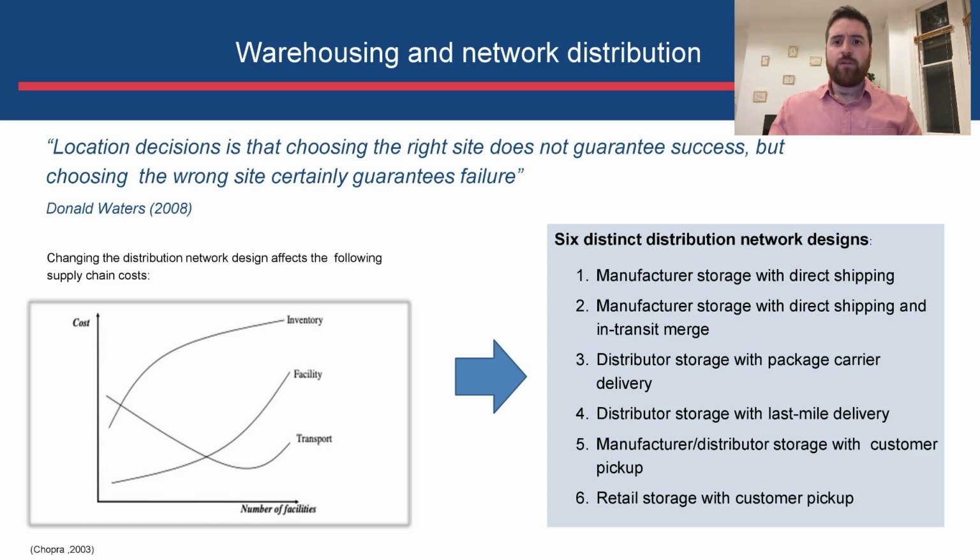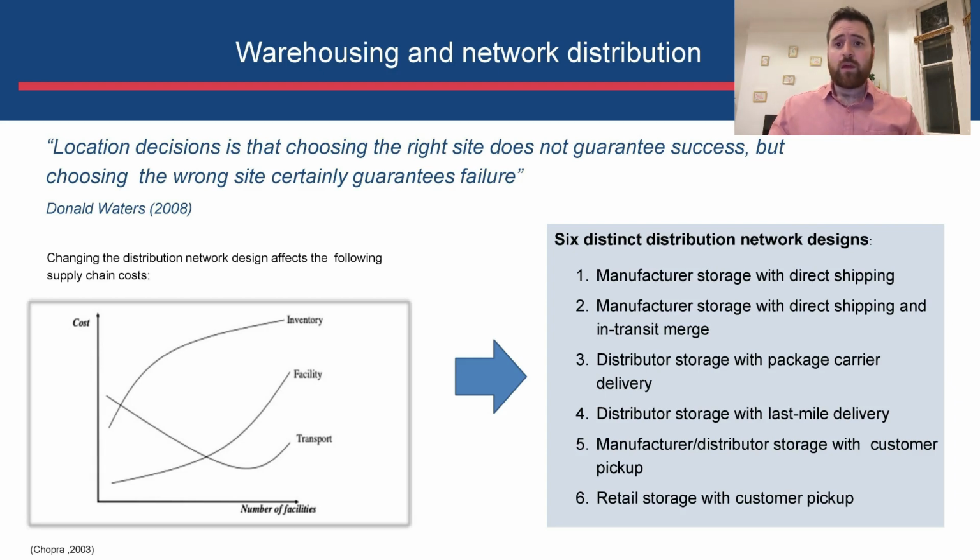Another area of the value chain is about locating their facilities or warehouses every time the companies start new operations. Location decisions are important because they affect an organization's performance over many years. Changing the distribution network design affects some supply chain costs such as inventories, transportation, facilities and handling, and information.